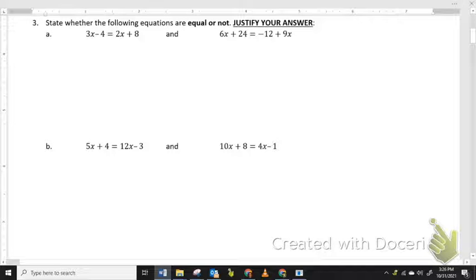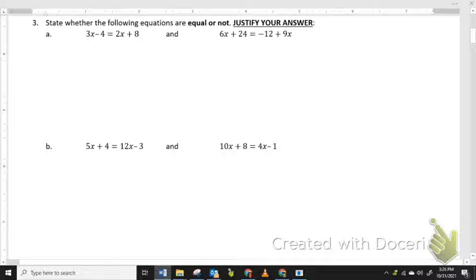Okay, question number 3. State whether the following equations are equal or not, and we need to justify our answer. We need to do this using the structure of the equations. We are not trying to solve these equations. We want to know whether or not they would have the same answer, but we are not interested in what that answer is.